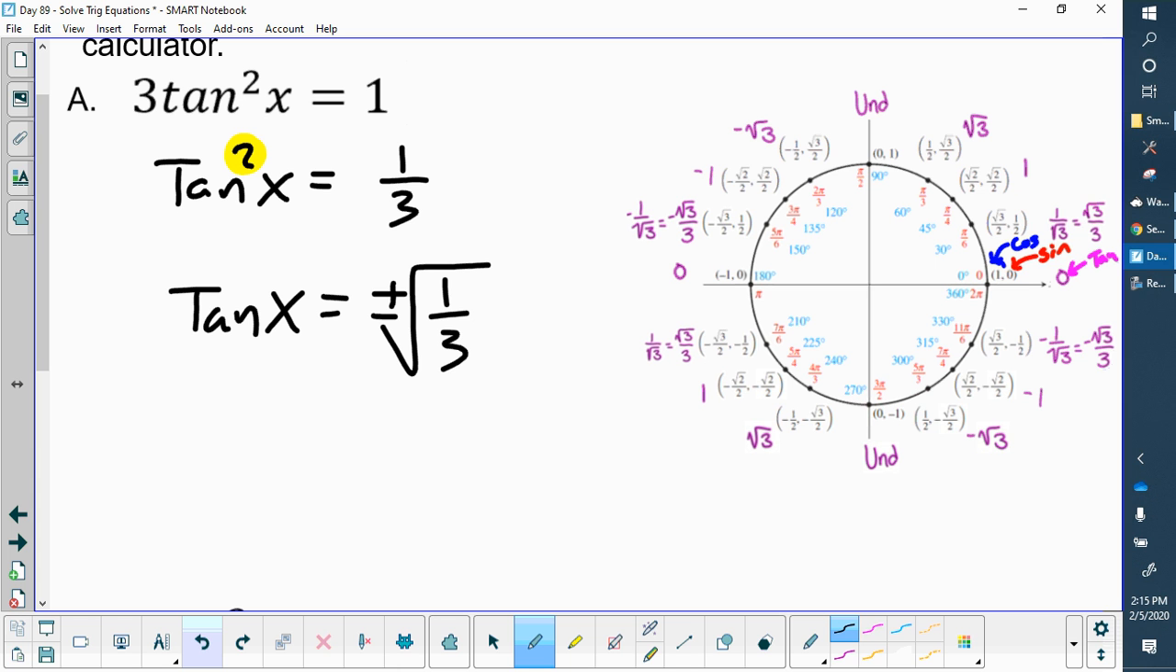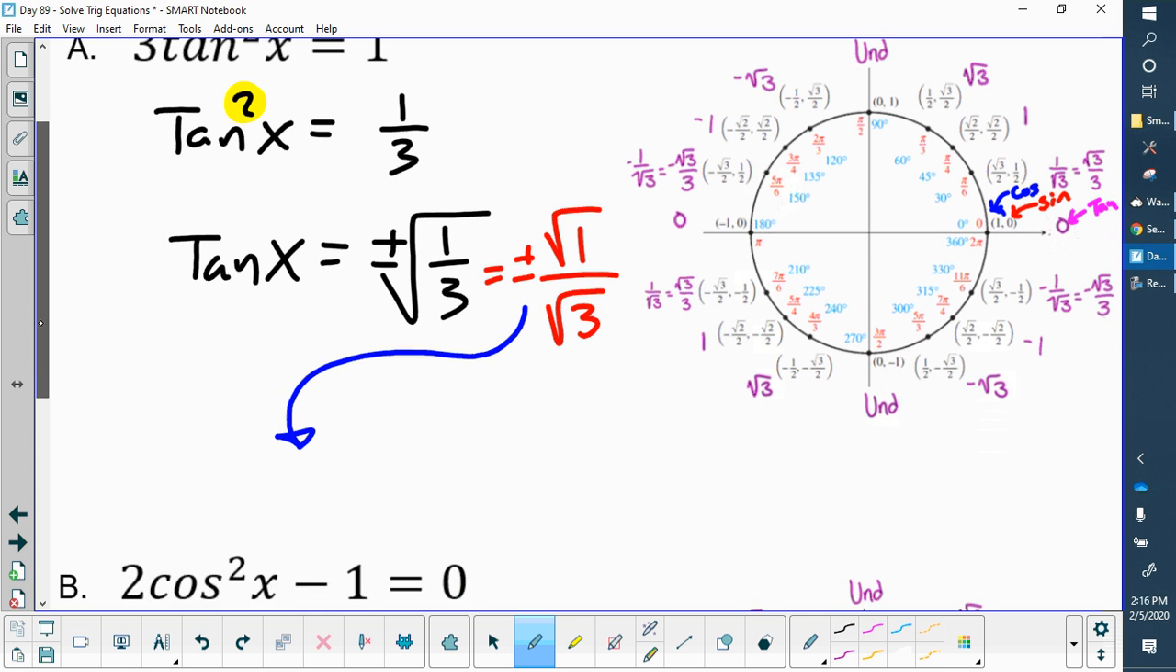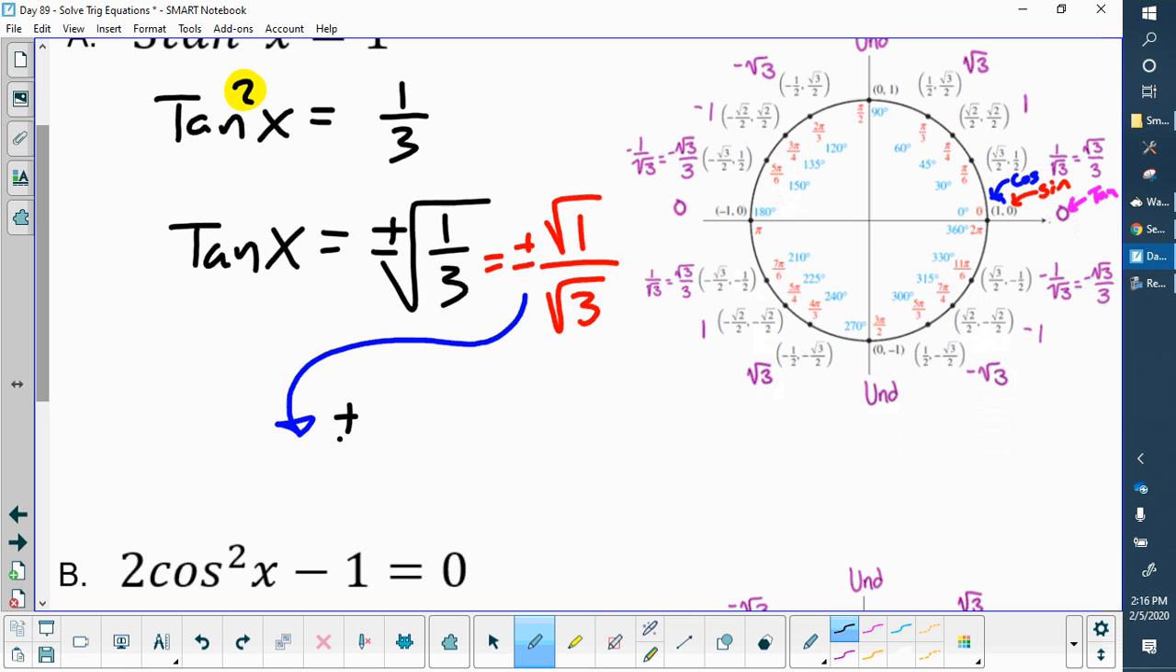This is a little weird because I don't technically have this on the unit circle. I could simplify this a little bit. This is the same as positive negative square root of 1 over square root of 3. What is the square root of 1? 1. So now I've got positive and negative 1 over square root of 3, and technically, I kind of have that on my unit circle.